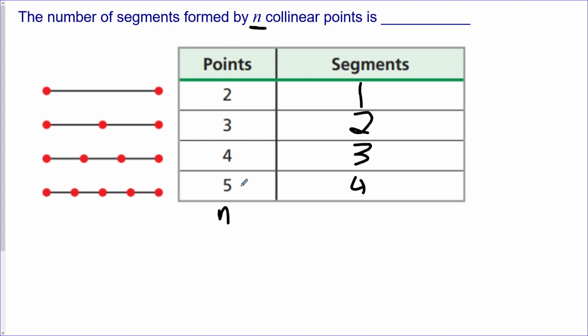Okay, so if we look at this one, 5 compared to 4, 4 is 1 less than what we started with for number of points. 3 is also 1 less than the number of points, 2 is 1 less than the number of points, and so on. So since we're talking about 1 less, we're going to be subtracting 1 from the number of points. N minus 1 would be the conjecture that we make based on this example.